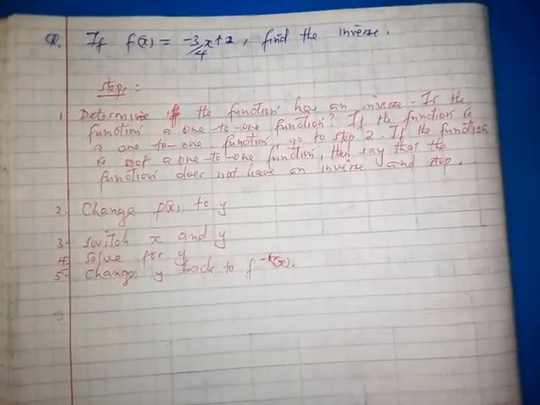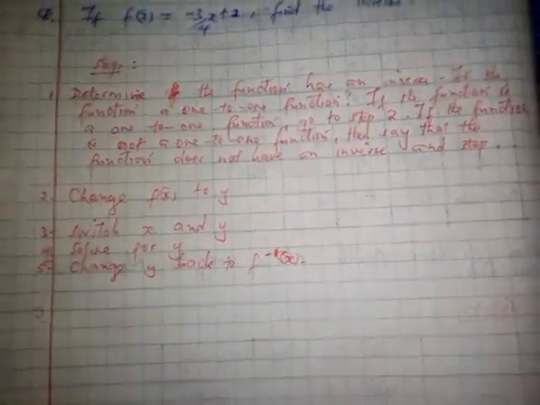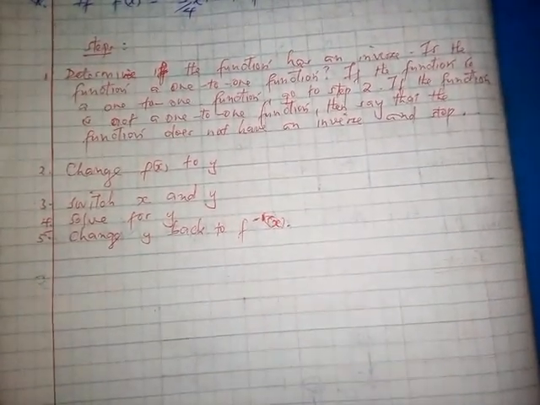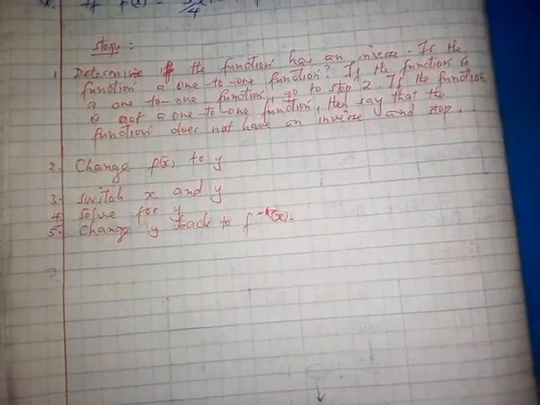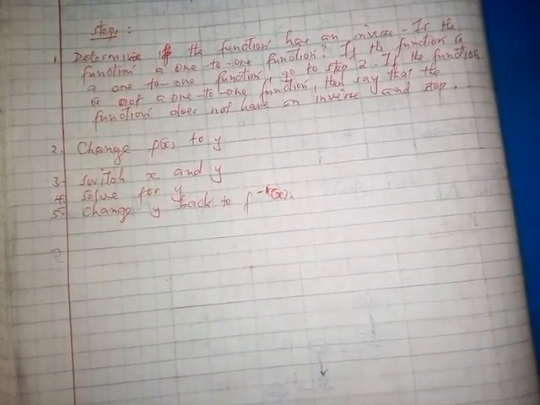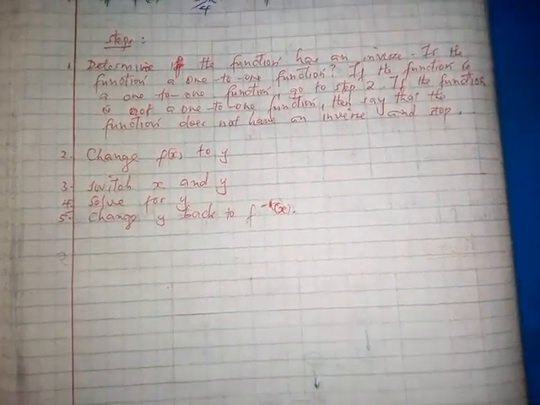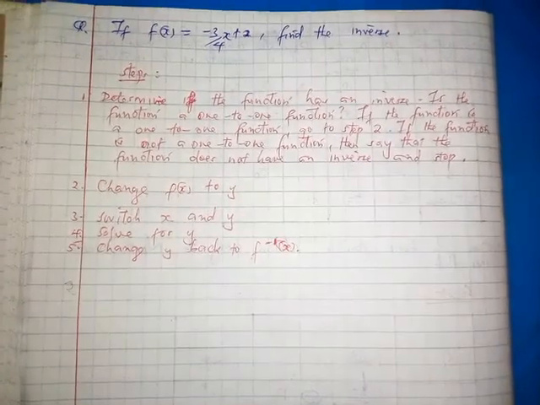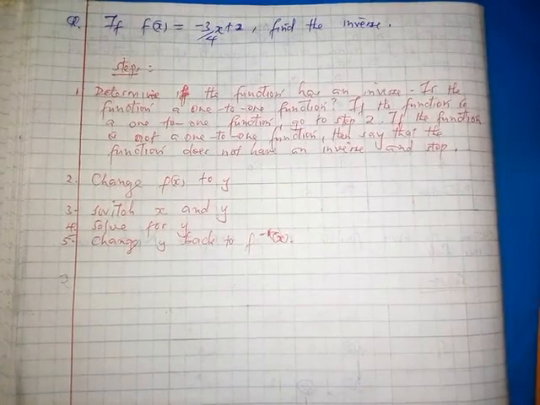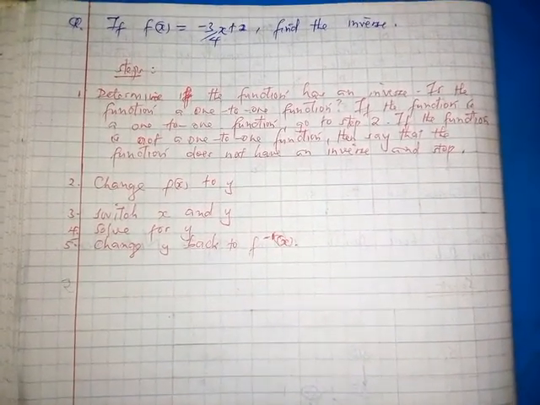So in my previous video, I talked about what a one-to-one function is, how to know if it's a one-to-one function. I've also talked about the horizontal line test. So if you have not watched that video, I've already uploaded it. It's here on my channel. Please make sure you watch.